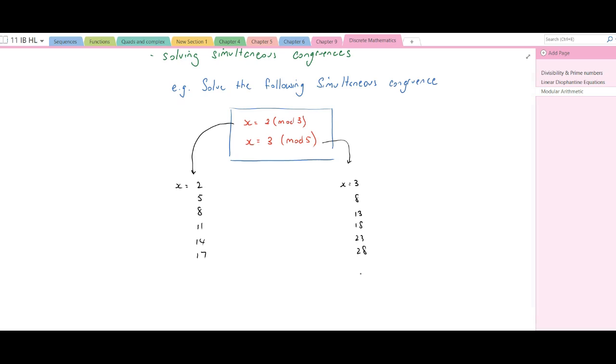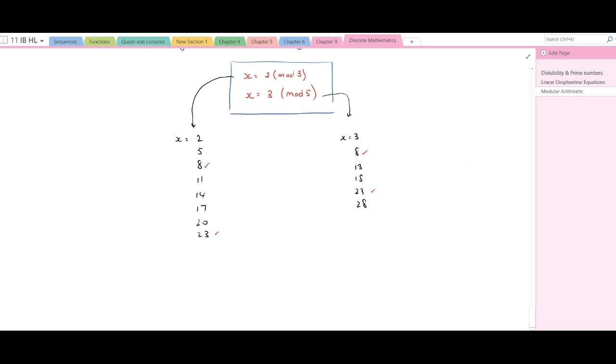Well, we can see some solutions here. I've got 8 there, and my next solution, well, I don't seem to have my next solution yet. So if we just keep going, 20, 23, there we go. There's my next solution at 23. And if we keep going a little bit further, 26, 29, going up in 3s here, all these, remember, have value 2 in modulo 3. So we keep going, and these have value 3 in modulo 5. And there we go, I've got the next one now, and it's 38.